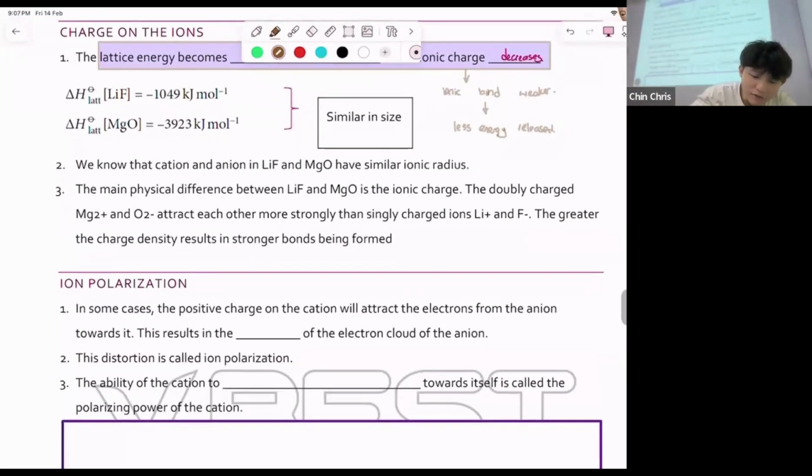So again, you see the value for MgO is way higher. LiF is 1000 plus, MgO is 4000 plus. They have a similar radius, similar size. It's just that Mg2+ and O2- attract each other more strongly. Why? Because of the high charge, so a stronger bond is formed.